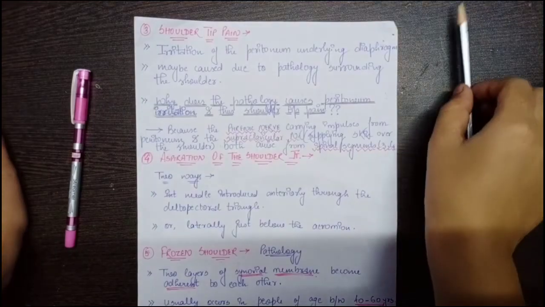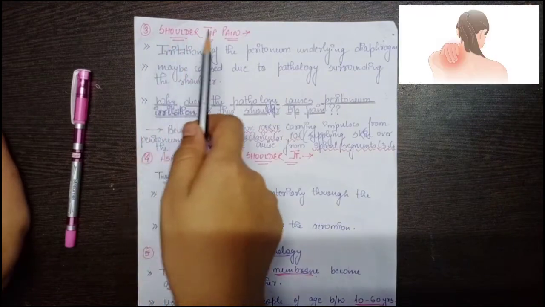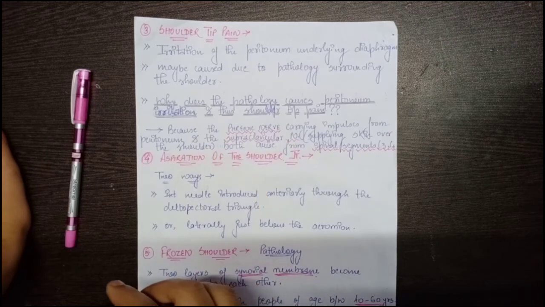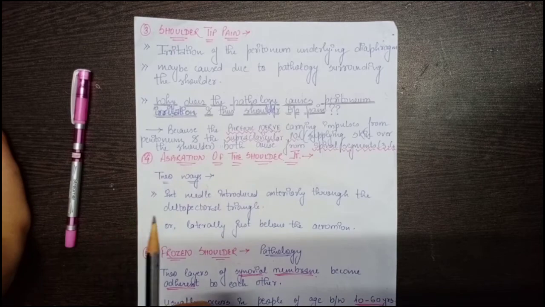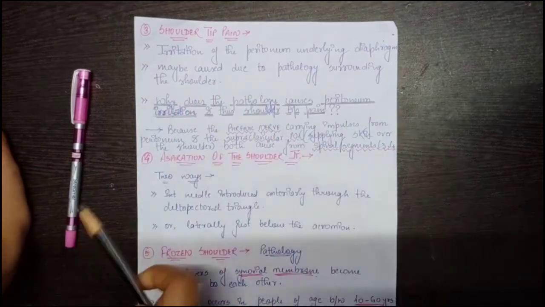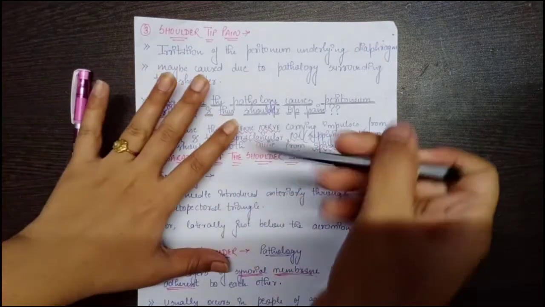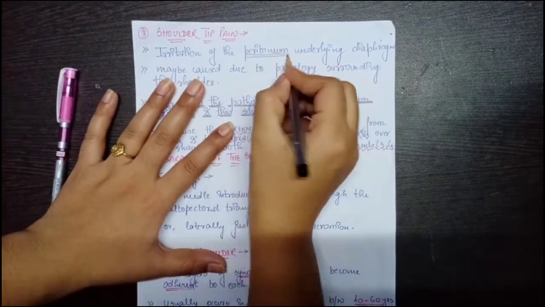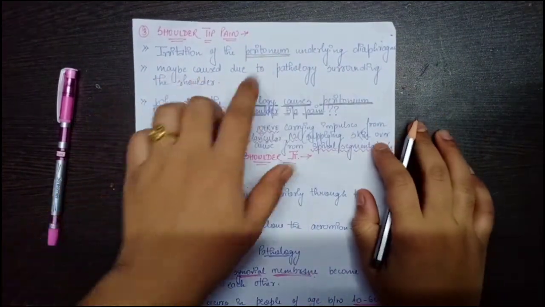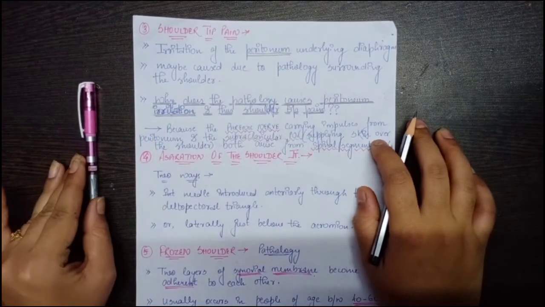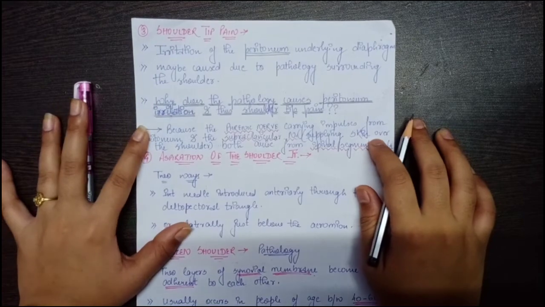Now, the third clinical anatomy that we see is the shoulder tip pain, which is also known as referred pain. Referred pain is a 2-mark question according to my question bank, and I think it would be a 2-mark question for everybody else as well. So, what happens here is there is irritation of peritoneum underlying the diaphragm. Now, definitely you people will have a question about what is peritoneum. Peritoneum is a serous membrane. Okay, it is a membrane lining your abdominal cavity.